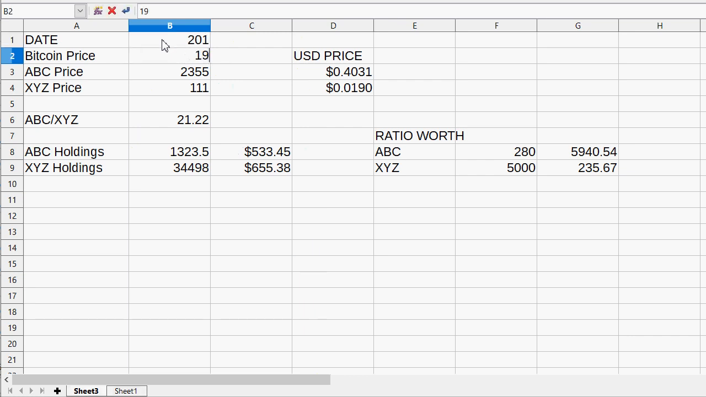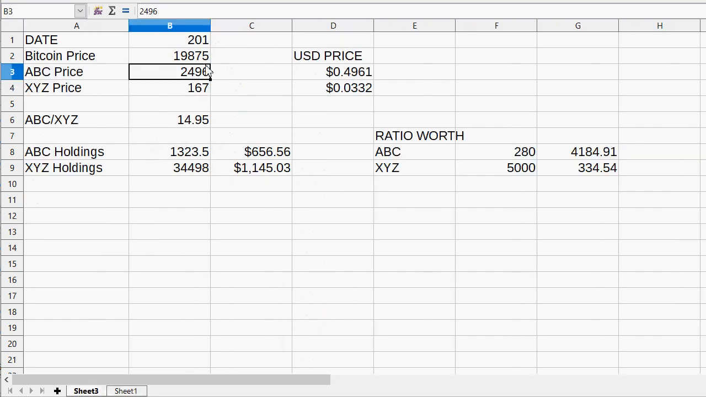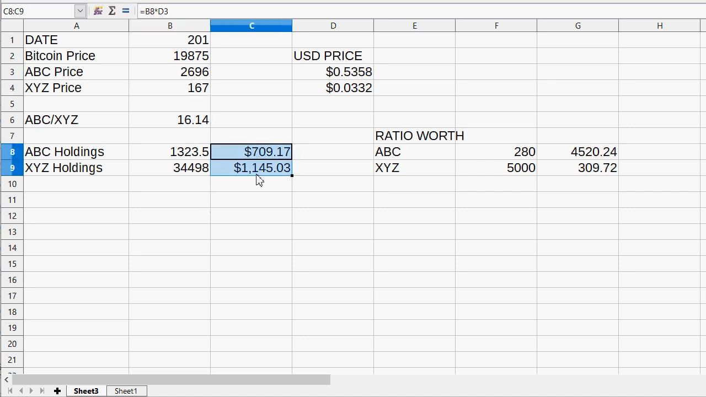And Bitcoin goes up to 19,875. And we'll just say this is the start of the crazy time. So everything's been going nicely. This one has a nicer gain. We'll say this goes to 167, 2496. I'll even go a little bit better than that, 2696. You can see now you got decent value here with 1,700. Of course, you bought in more.